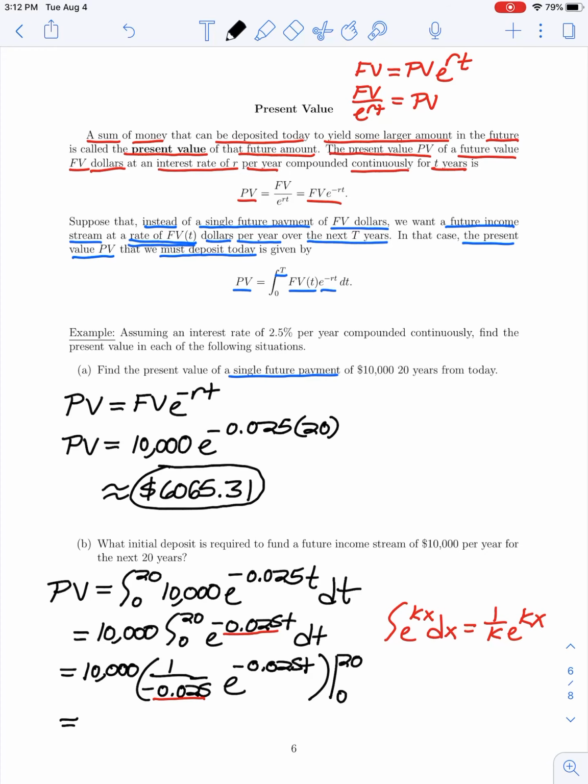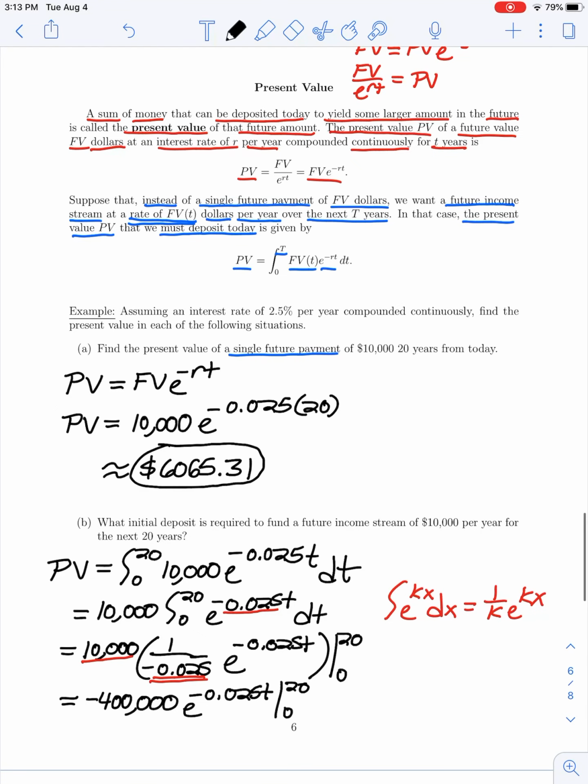So simplifying a little bit, taking that 10,000 and dividing by negative 0.025, we have negative 400,000 times e to the negative 0.025 t, evaluating from 0 to 20.